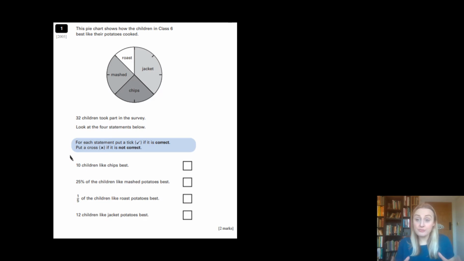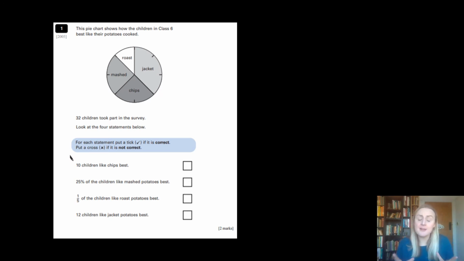So let's have a look at 3 examples of SATs questions. So this is year 6, end of primary school questions on pie charts, because I love these questions. These are fantastic questions, all to do with proportional reasoning. Have a look at this example. It's all the way back in 2005. This is very much an old SATs question.